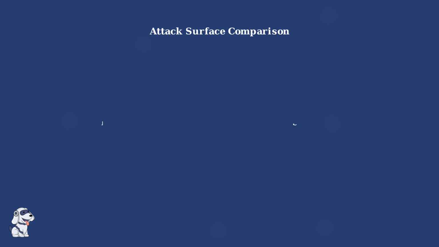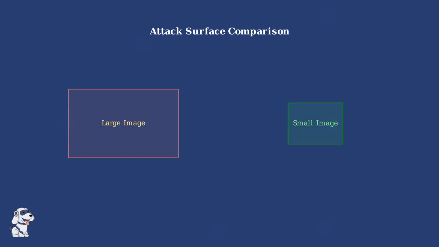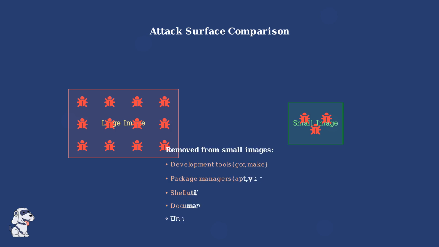The second major benefit is security through reduced attack surface. Every library, tool, and system component in your container image represents a potential vulnerability that attackers could exploit. By removing unnecessary components like development tools, documentation, and unused libraries, you eliminate potential entry points for attackers. This principle is called minimizing the attack surface.